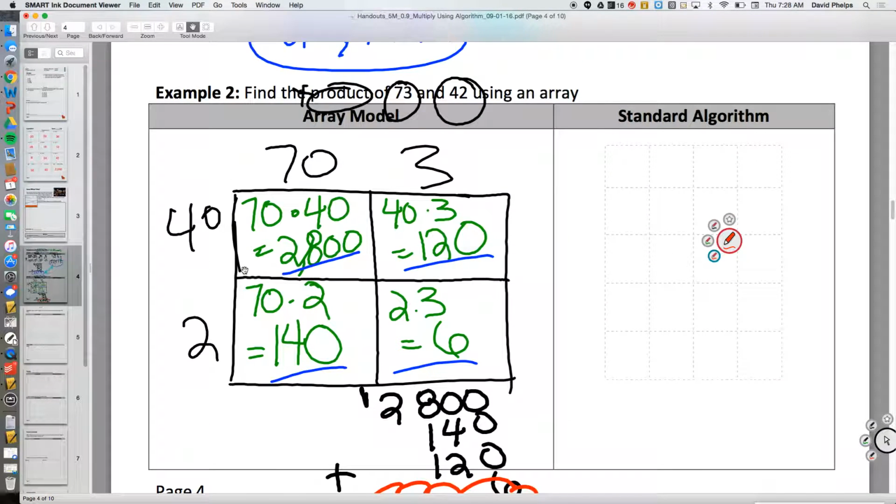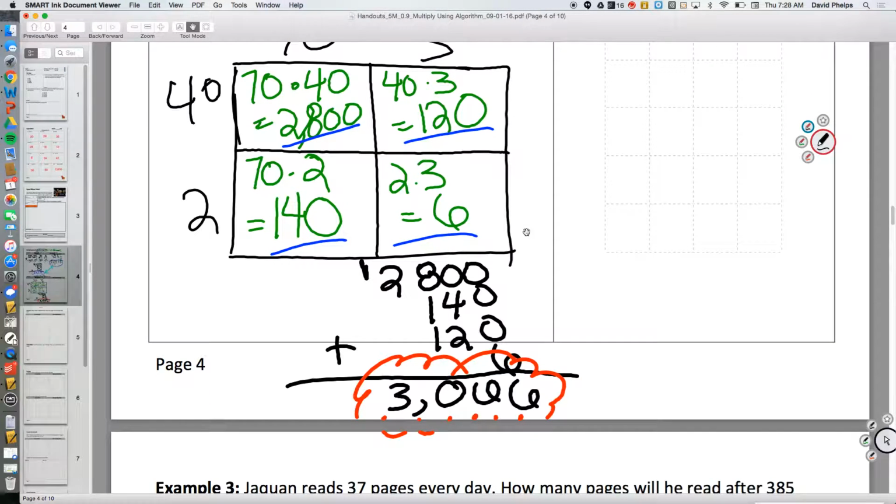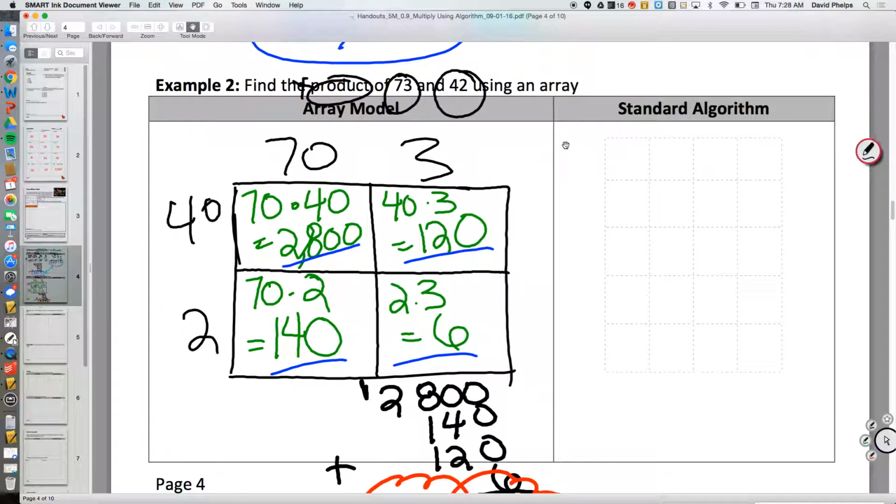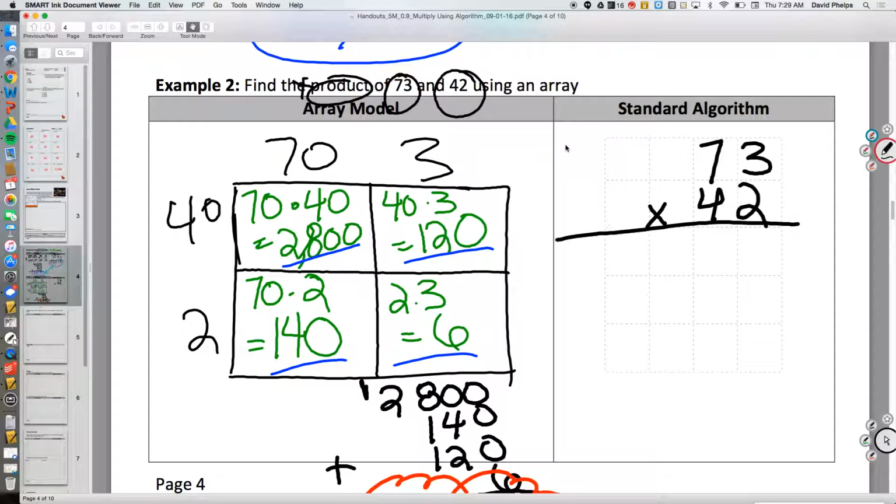Now let's try it with the standard algorithm, a faster, more efficient process. So I'm going to get my black pen, and our goal is to get this same answer, 3,066. Let's see if we can pull it off. 73 times 42. So here's 73. Here is 42. We're doing multiplication. Here we go.